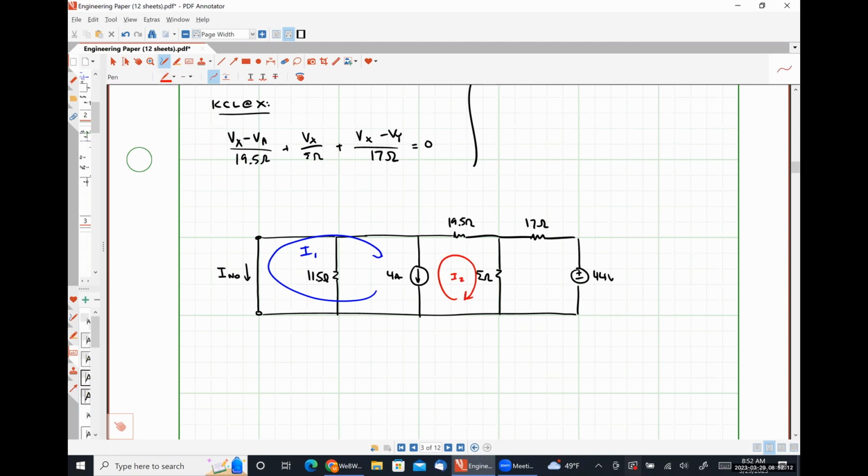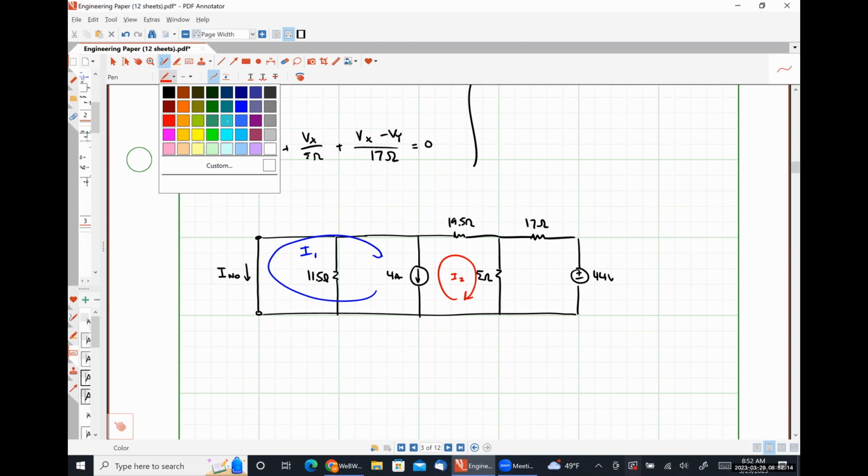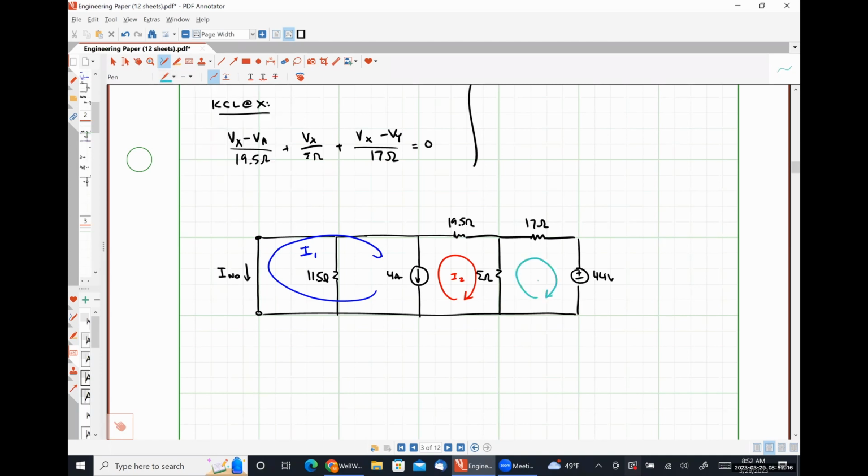And here we would have I2. And over here, we can have I3. So because we have a current source, I need a current relationship equation. So that's going to look like 4 amps is equal to I1 minus I2. Just as a quick observation over here, we can notice that I Norton is simply negative I1.